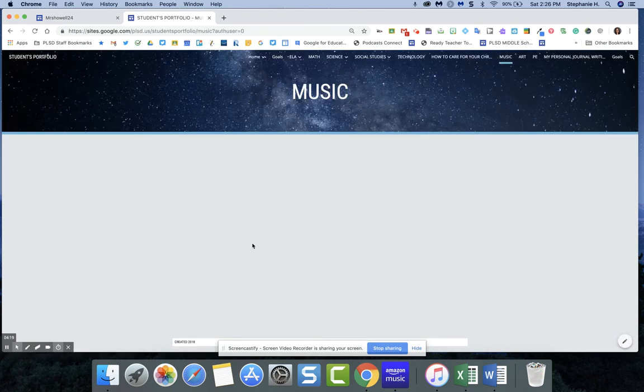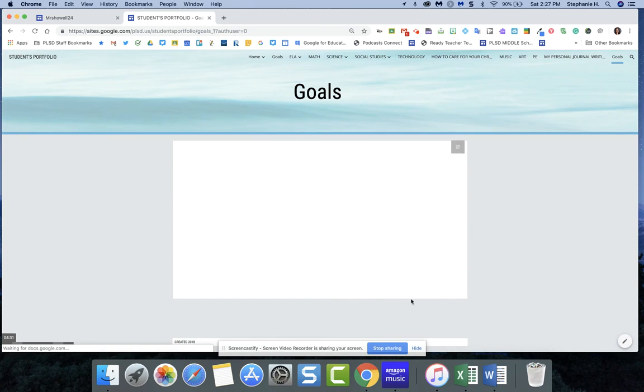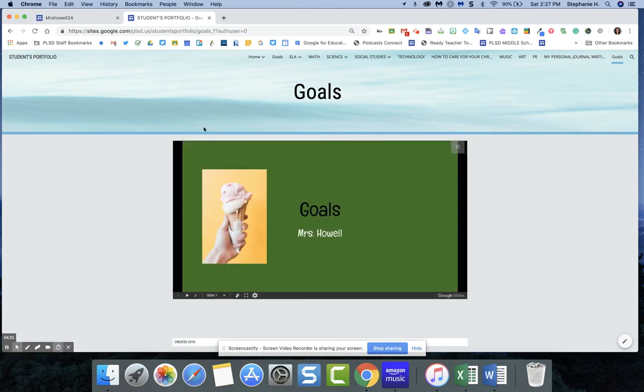You might just go over these different pieces with the students, and as the year goes on, you'll add to their portfolio. And then do quarter checks with them to show their progress and how they are doing. So again, I would suggest using student portfolios, Seesaw for younger, and then Google Sites for older.